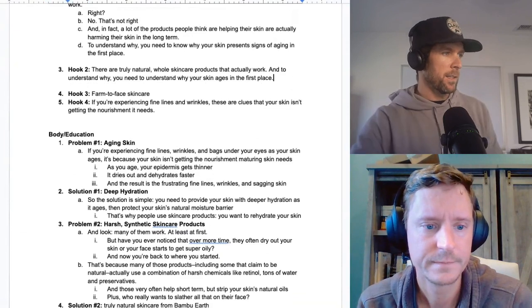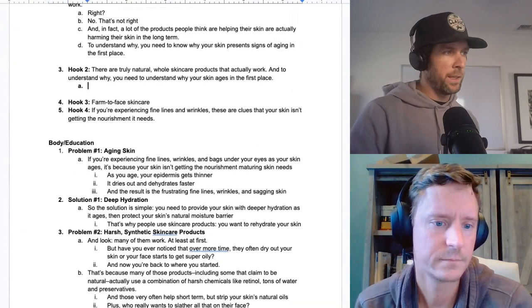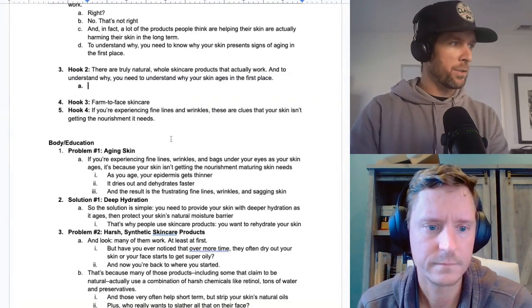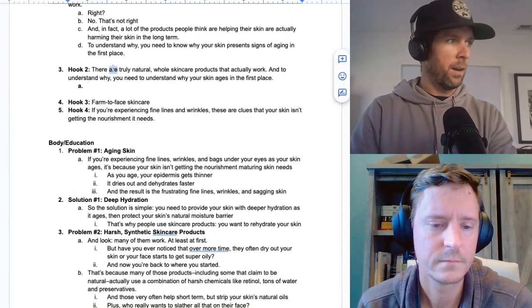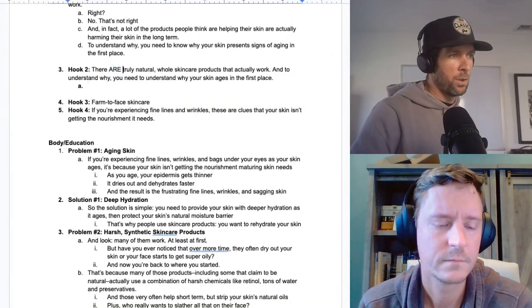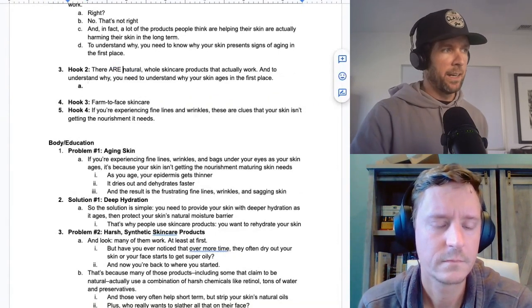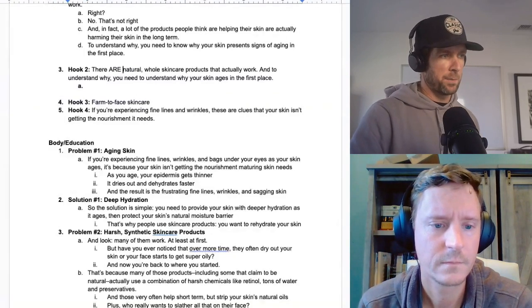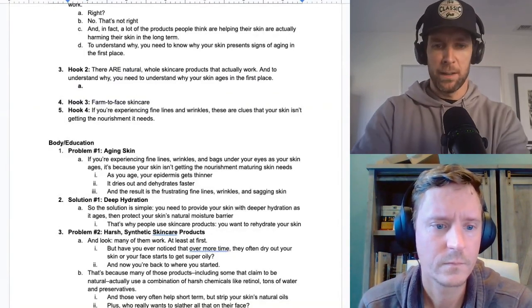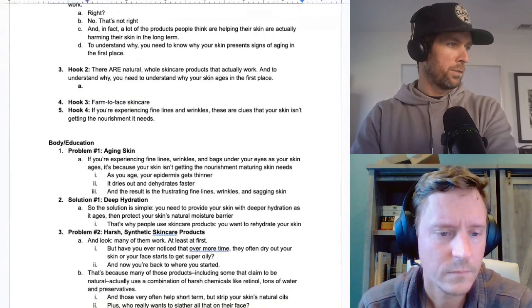Right. Okay, so let's take hook 2. There are truly natural. We'd probably want to capitalize it. There are truly natural. Let's get rid of truly. There are natural whole skincare products that actually work. And to understand why, you need to understand why your skin ages in the first place. Actually, that's it. We don't need to add anything to that. So that just goes hook 2 straight into problem 1.